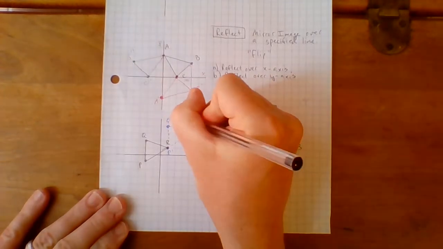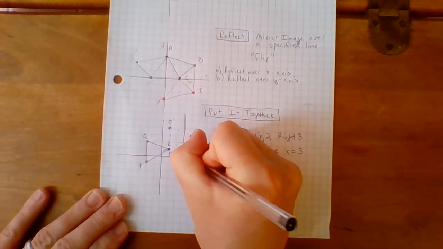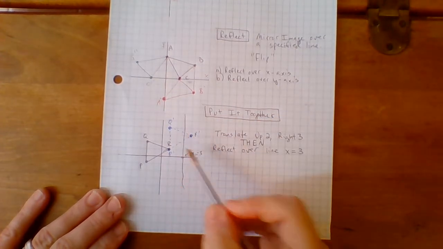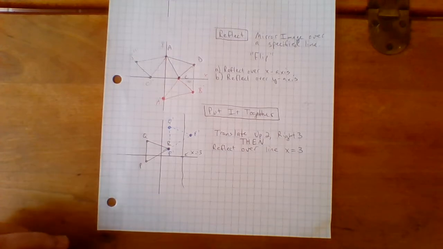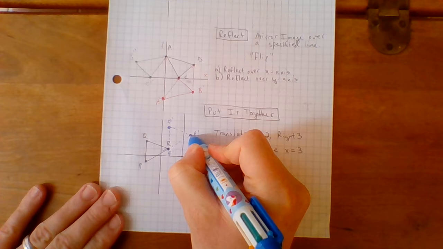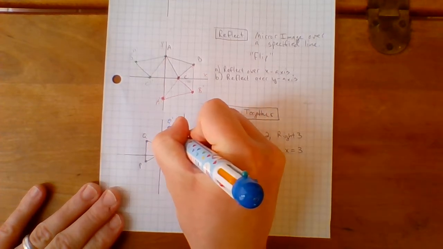Remember how we graph the line x equals 3? It's just a vertical line like this that goes through x equals 3. And so now each of these points needs to get reflected over that line. Now this is going to look a little funny when you're done, because the line is going through the object. So this R goes from being 1 unit to the right to now 1 unit to the left. So there's the new R.